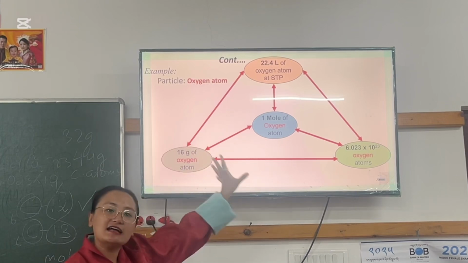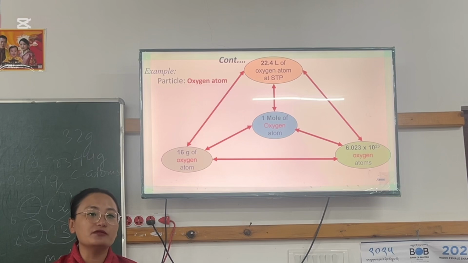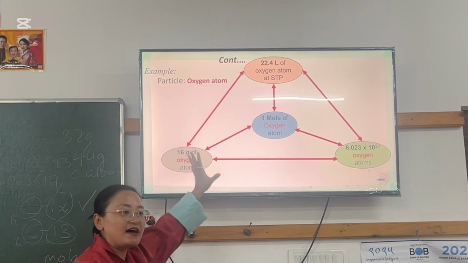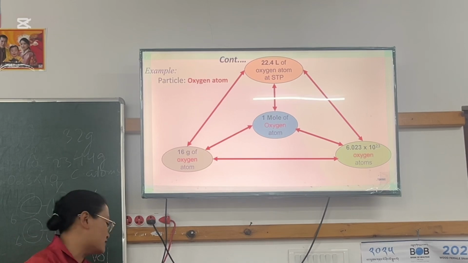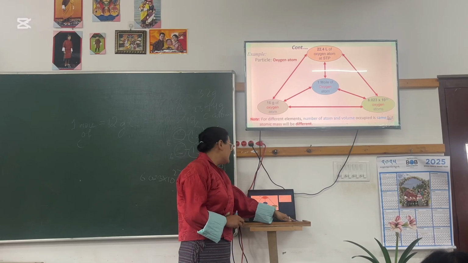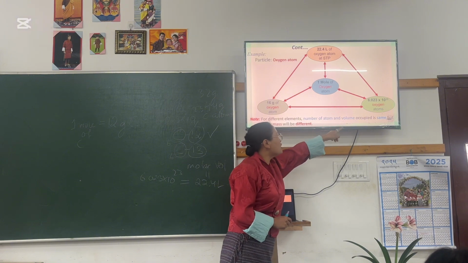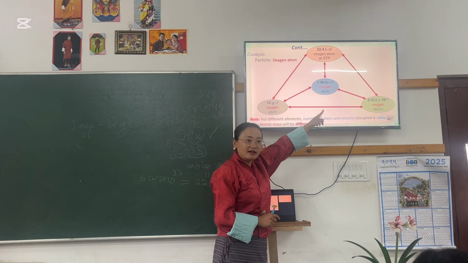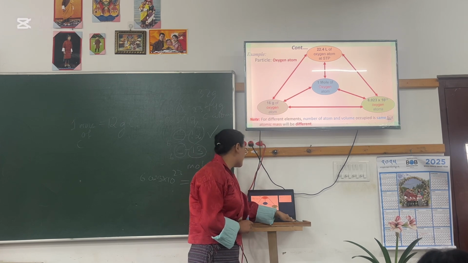If you understand this table, 90% of your work is done. The calculation will be very easy. You just have to see which relationship the question is asking. We'll practice later on. Now remember, for different elements, the number of atoms and the volume occupied are the same. The only difference is mass. Okay, let's do some examples.